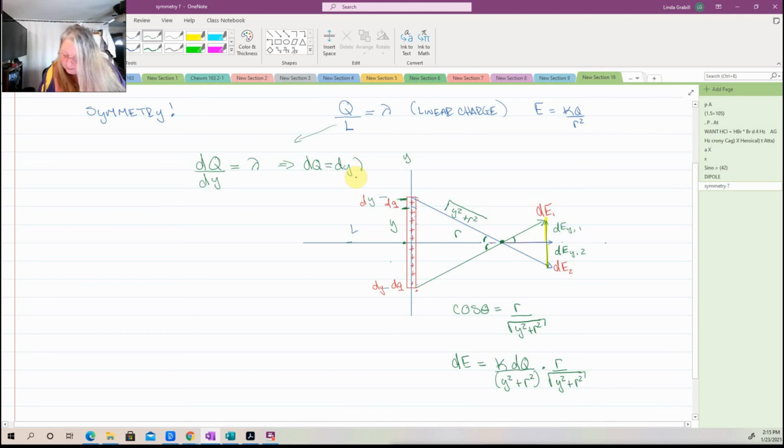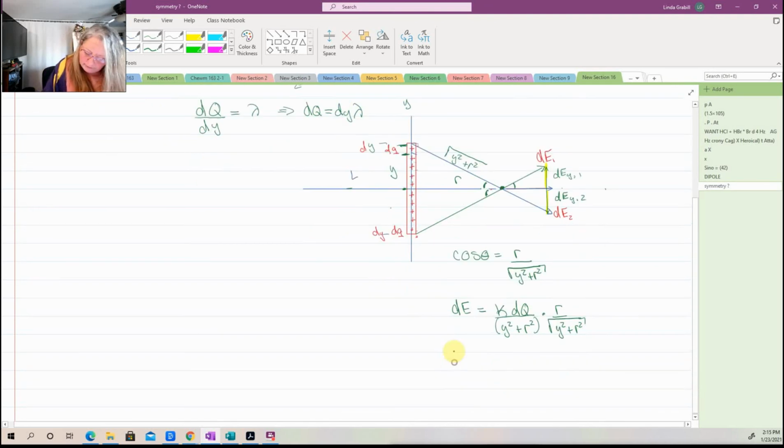So let's rewrite this. Then my dE is going to equal my k times my r over, and if you saw the last video, this is the same as 2 over 2, otherwise known as 1, and I can rewrite my square root as the 1/2 plus 1 is 3 halves. So that's nice, that stayed kind of the same: y squared plus r squared to the 3 halves. There's that part. And my dq, so now let's make this substitution, is dy times lambda.